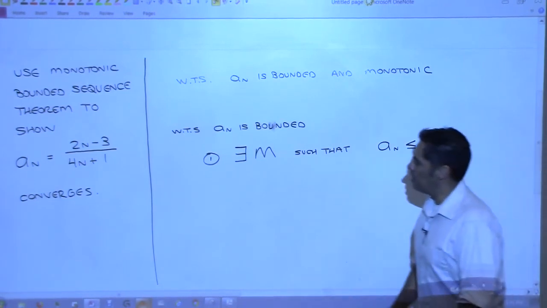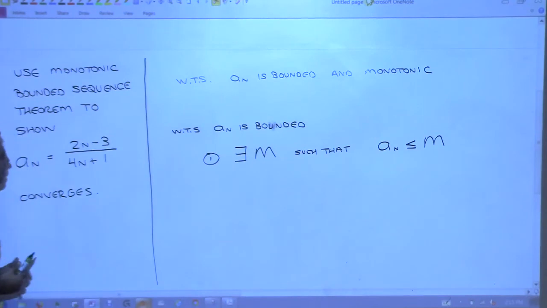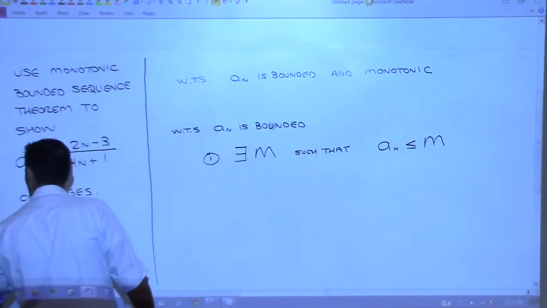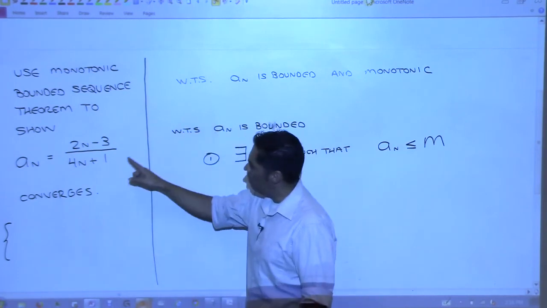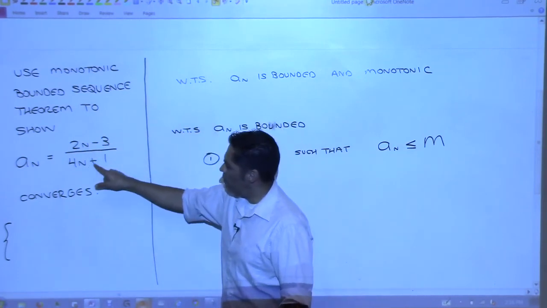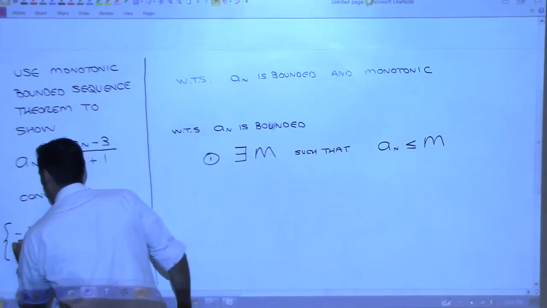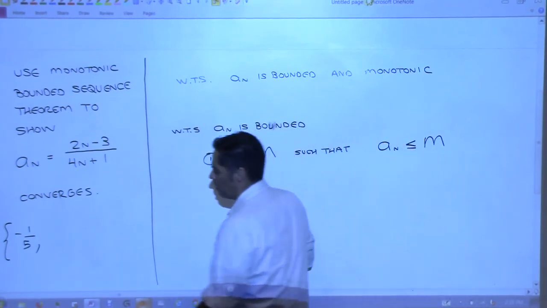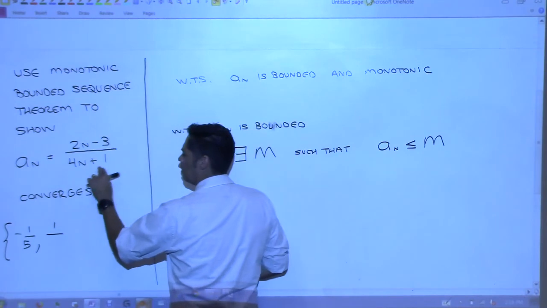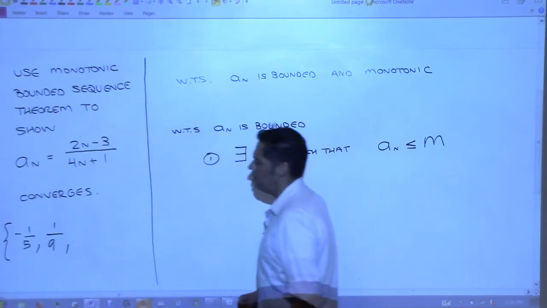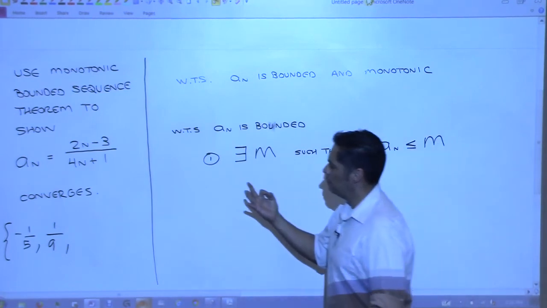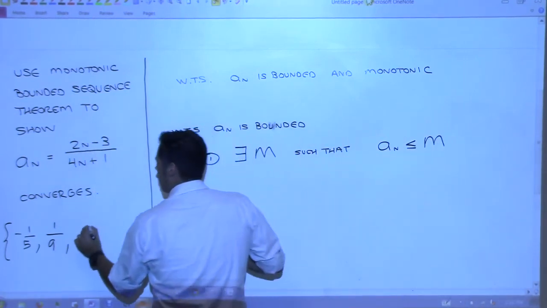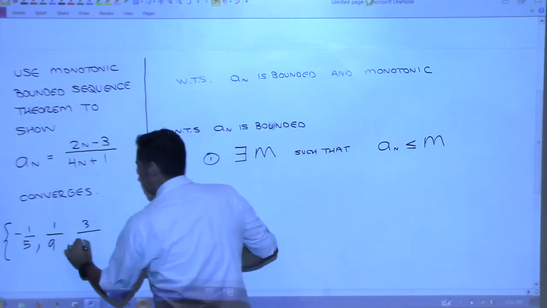Okay, well, let's take a look at our sequence for a moment. Maybe we can figure out a number that's bigger than this. It might be worth it for us to actually write down the first few terms. What are the first few terms of this sequence? We plug in 1, we get negative 1 over 5, negative 1/5. Next one, plug in 2. What do we get when we plug in 2? 1/9, right? Plug in 3, we get 3 over 13.